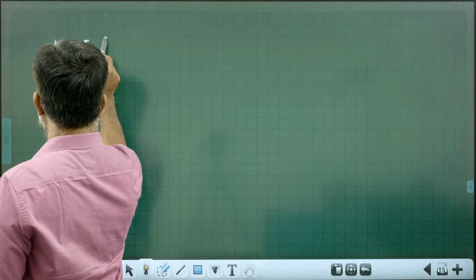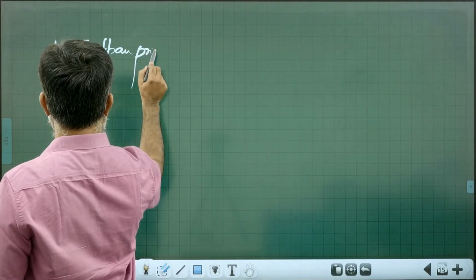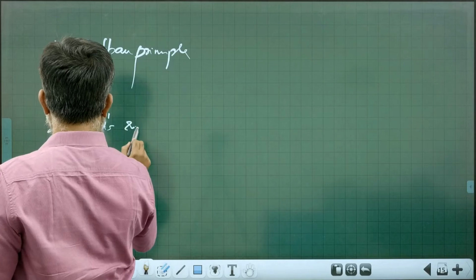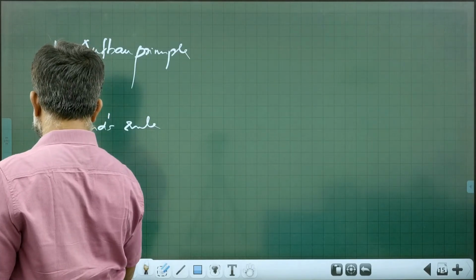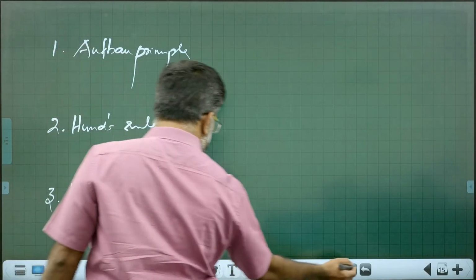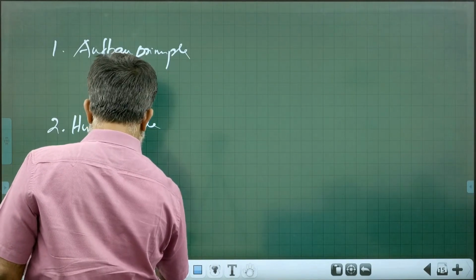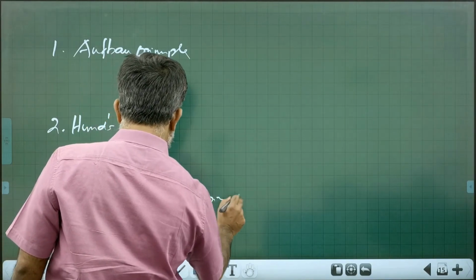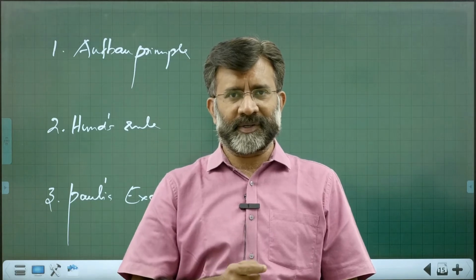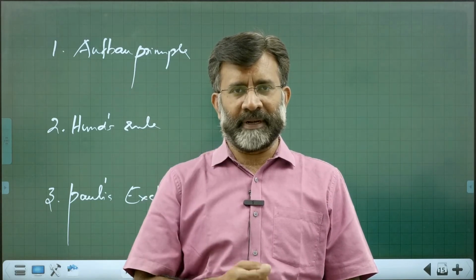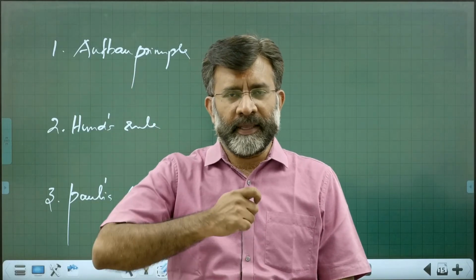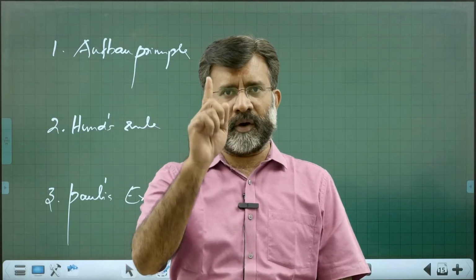Number 1, Aufbau principle. Number 2, Hund's rule of maximum multiplicity. Number 3, Pauli's exclusion principle. Hope all of you remember the three principles. Aufbau principle, number 1, states that the electrons are filled in various orbitals in their increasing order of energy. That is called the Aufbau principle.